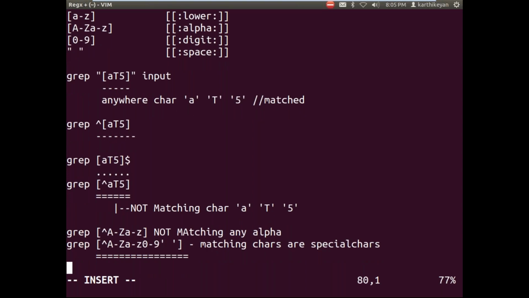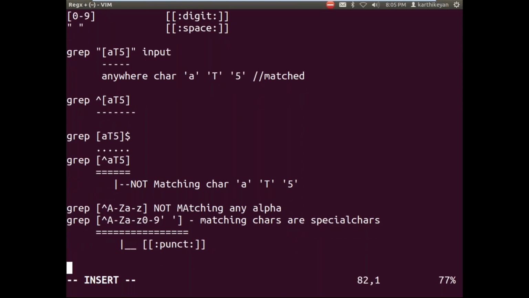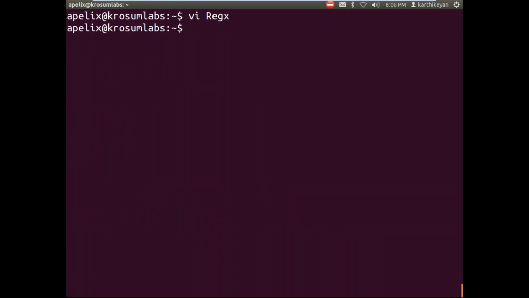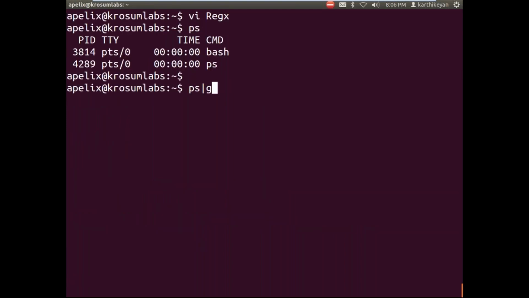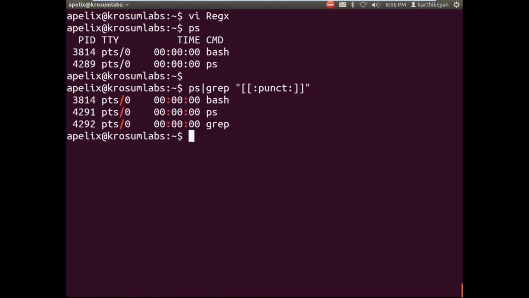The same pattern is equivalent, in POSIX style, to double open bracket, colon, punct. Finding or matching the special character, not alphanumeric or space character. We can apply it to some command output. I want to filter wherever the special character punct appears, you can give it.